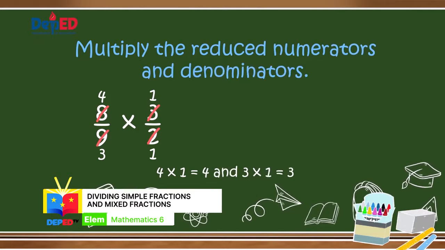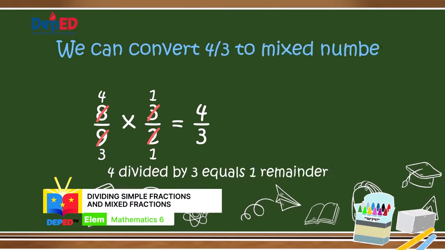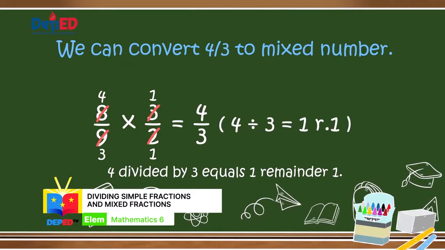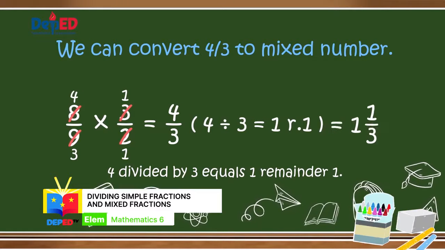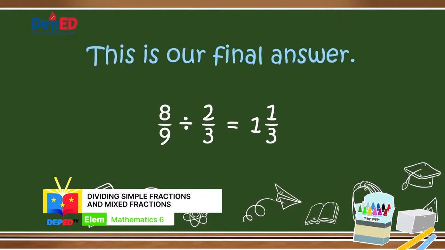Then, multiply the reduced numerators and denominators. 4 multiplied by 1 equals 4. 3 multiplied by 1 equals 3. We have 4/3. We can convert 4/3 to mixed number. 4 divided by 3 equals 1, remainder 1. So, 4/3 is equal to 1 1/3. 8/9 divided by 2/3 equals 1 1/3.